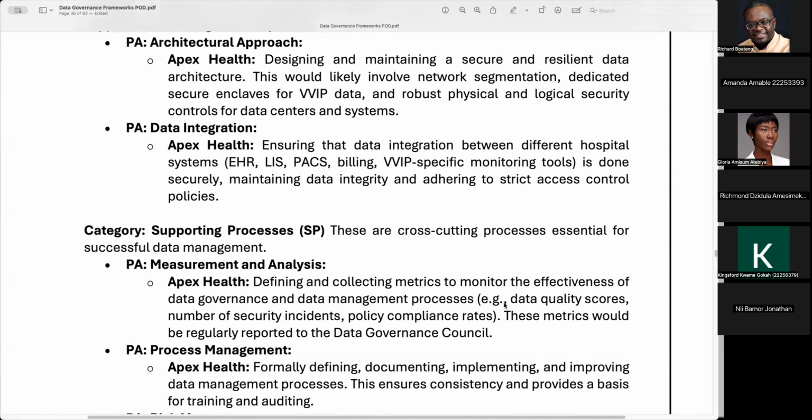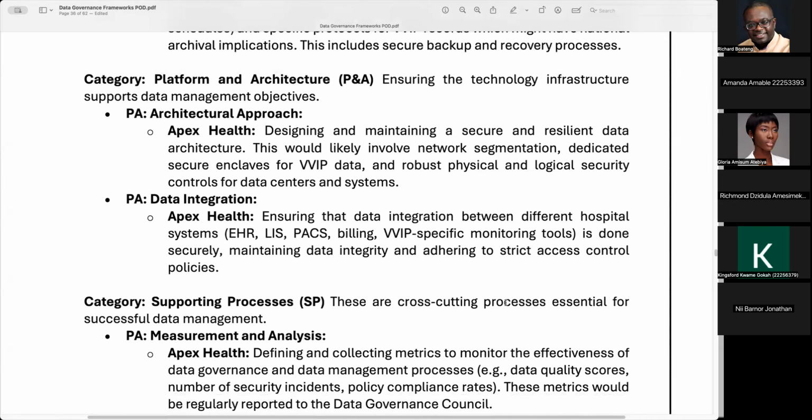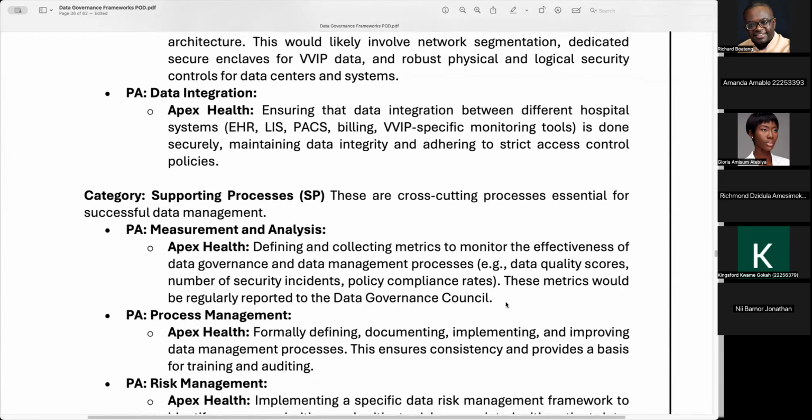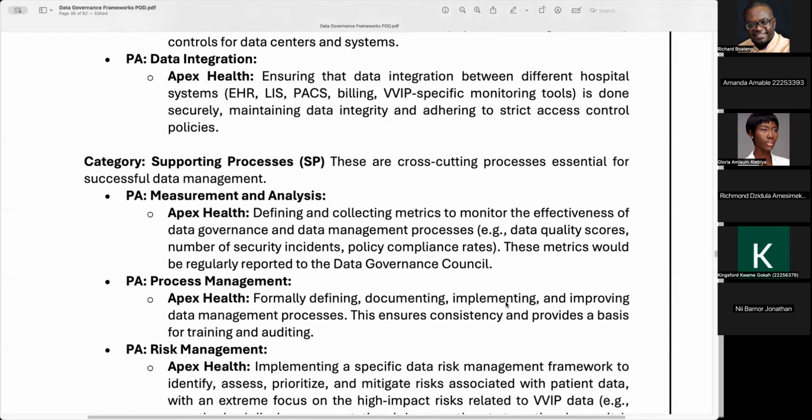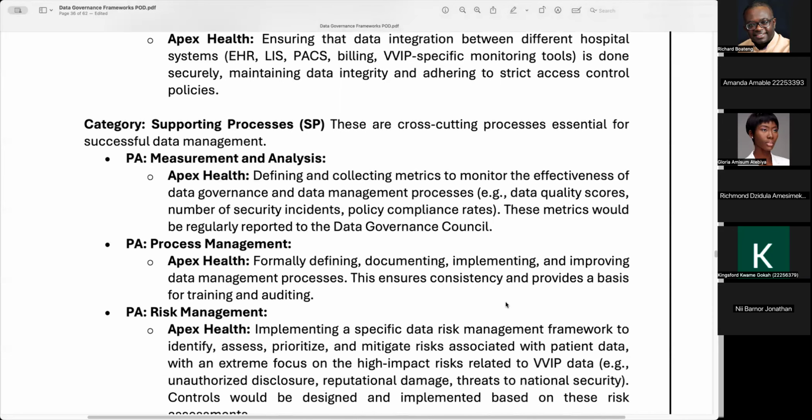Data integration PA focuses on ensuring that any integration between key systems, EHR, LIS, PAC, specialized VVIP monitoring tools, is done securely, maintaining data integrity, strictly adhering to access controls at the integration points, and likely using secure authenticated APIs.